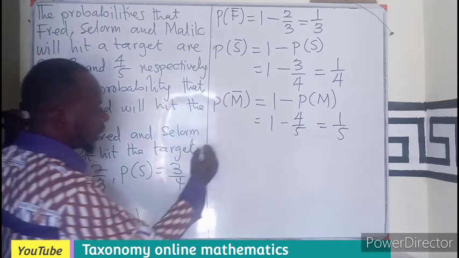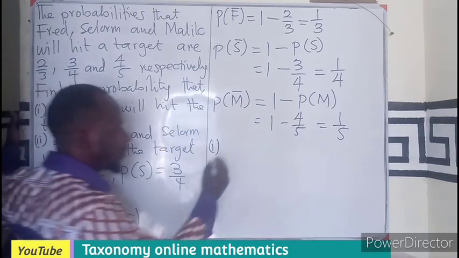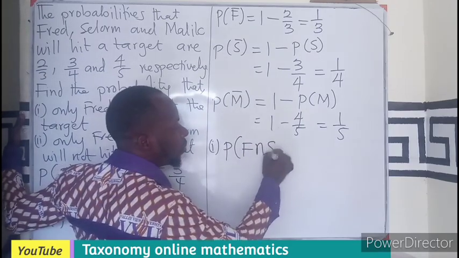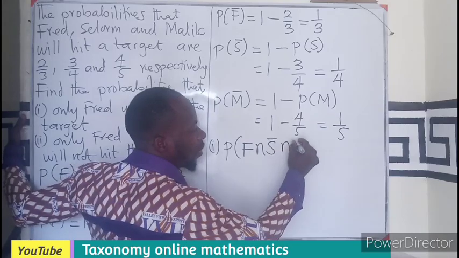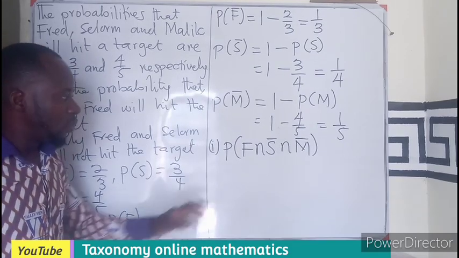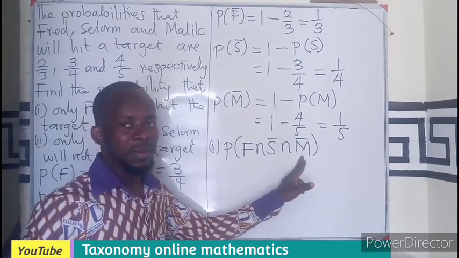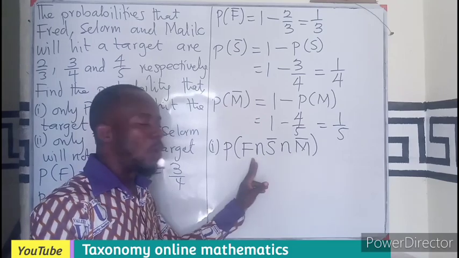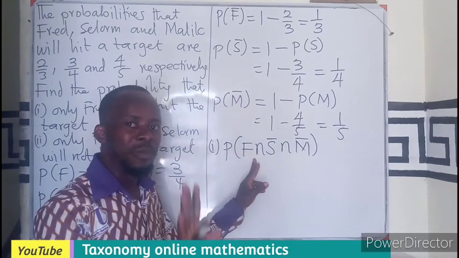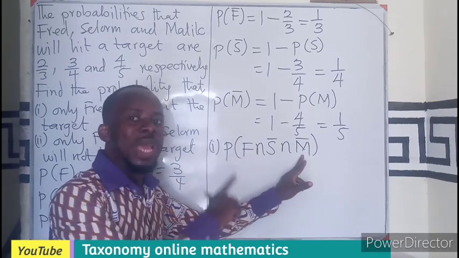Taking the first question, which asks for only Fred will hit the target, it means the probability of Fred hitting the target and that of Salom not hitting the target and that of Malik not hitting the target, because the three events must occur together. If Fred is hitting the target, it means Salom and Malik are not hitting. We cannot use "or" in this event, because all three of them are performing the trial. If the first person hits, the second person will lose and the third person will lose. So we are using "and".